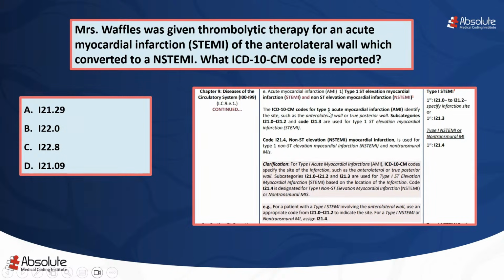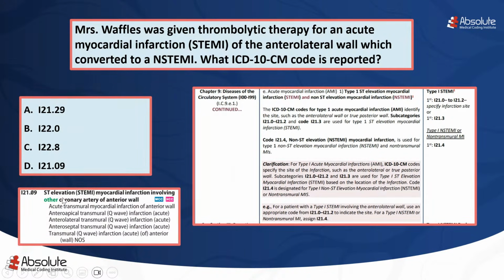And if we're using all these guidelines and focusing on all this guideline goodness, you will see that this is going to direct us to I21.09, which is ST elevation myocardial infarction involving other coronary artery of anterior wall. And if you look under here, it will give you all the examples of what would be included in this. That is why we are led to code I21.09, and that is going to be D, which a lot of people got right.